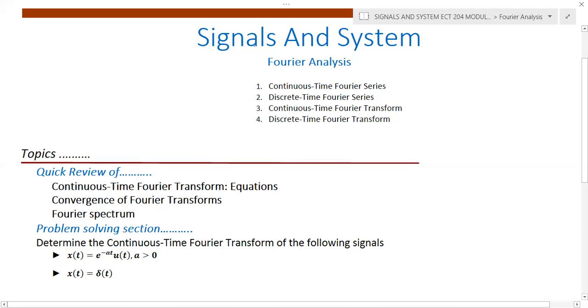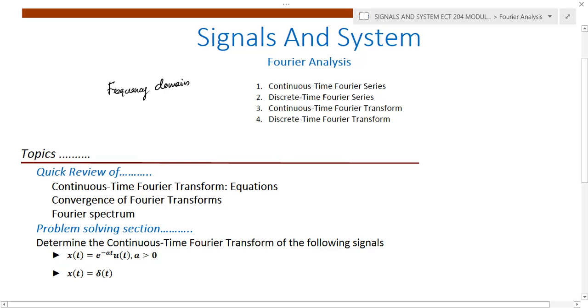From this lecture onwards, we'll discuss the frequency domain analysis of signals and systems. And for that, we can use different tools. One of the main tools used for the frequency domain analysis is the Fourier analysis. When coming to the Fourier analysis, there are different concepts we will use.